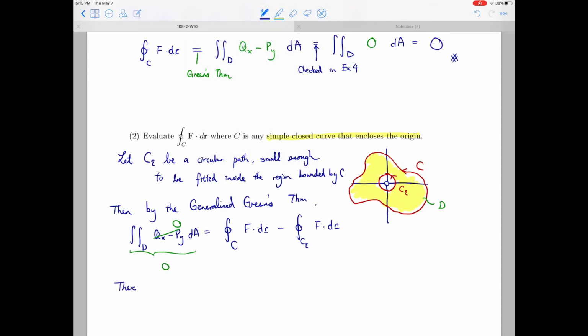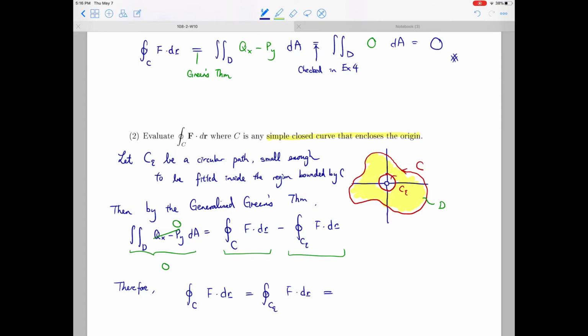Therefore, we have this minus this is 0. That means that they're equal. So therefore, the line integral over C of f dr equals the line integral over C epsilon of f dr.